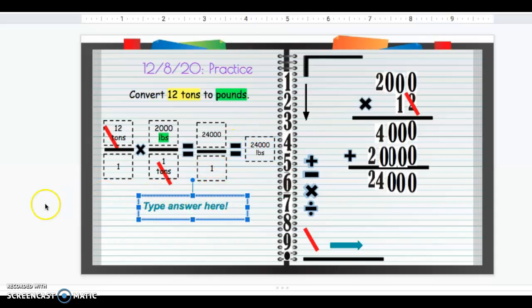And I'll not have that there for you, so you don't have to put that in. All right, so that is practice for today.